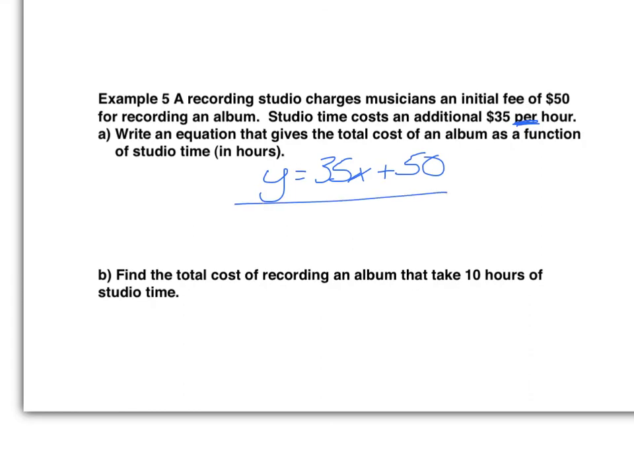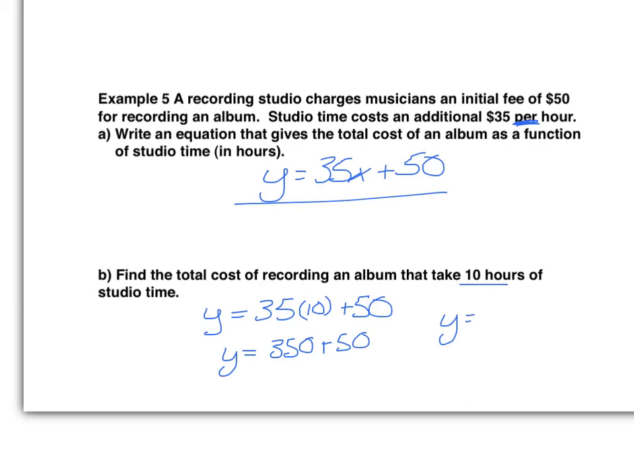Then letter B, we're going to plug in 10 for our x. So we put y equals 35 times 10 plus 50. Y equals 350 plus 50. Y equals $400 is our answer.